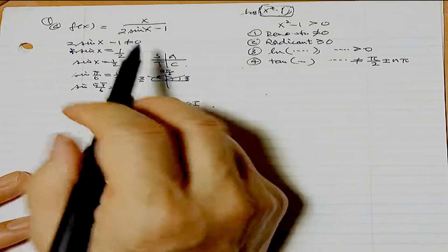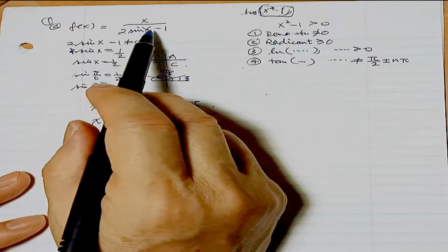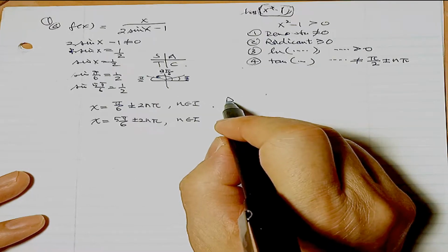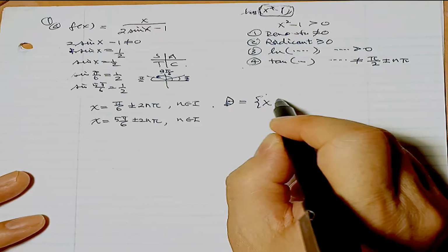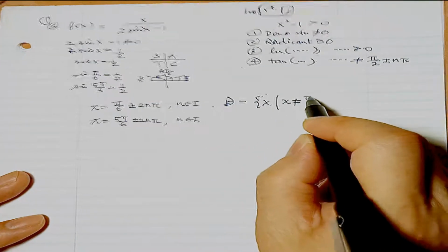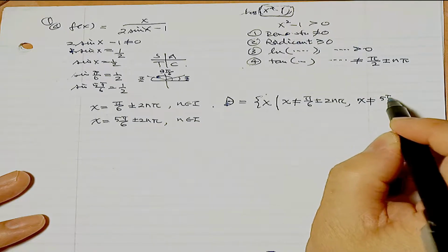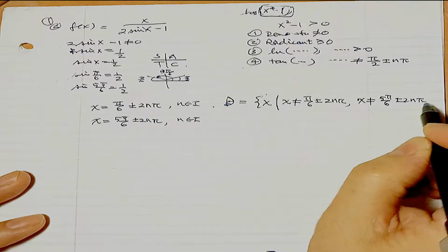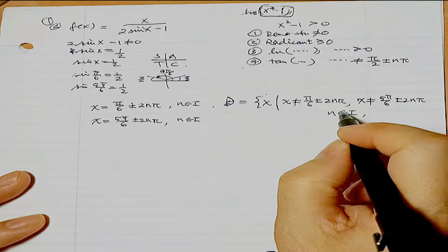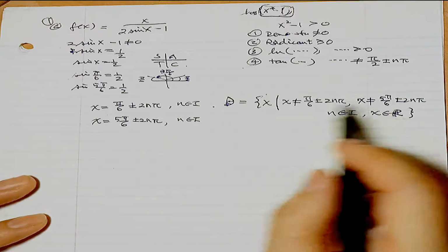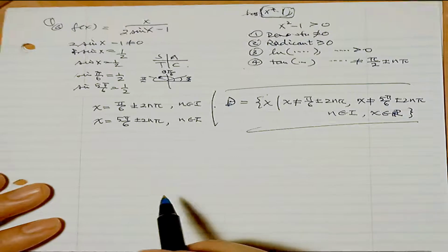These x's make sine x equal 1/2, and therefore 2 times 1/2 minus 1 makes the whole denominator 0, so these are the ones you want to exclude. The domain of continuity will be the set of x's such that x cannot be pi by 6 plus or minus 2 n pi, and x cannot be 5 pi by 6 plus or minus 2 n pi, where n is any integer, but x can be any other real number. That is one way of writing it.